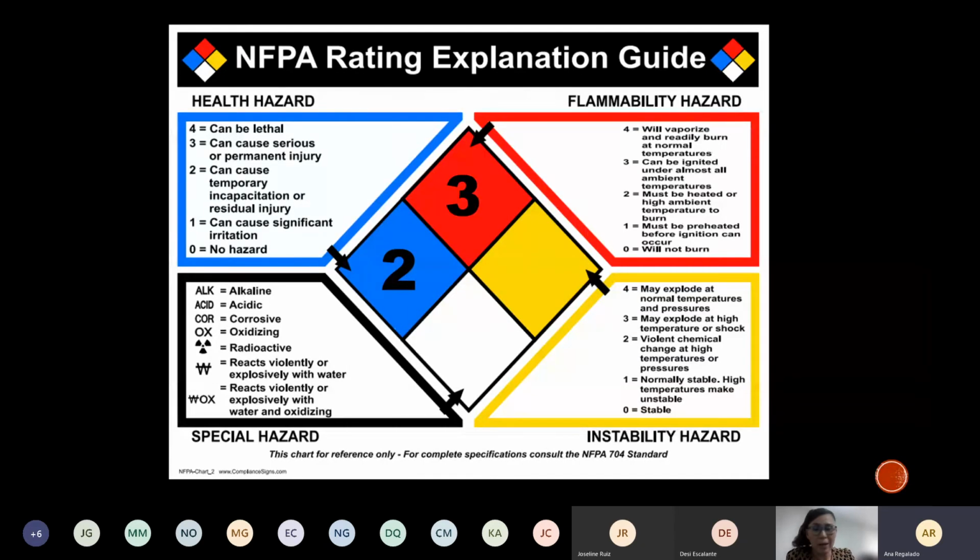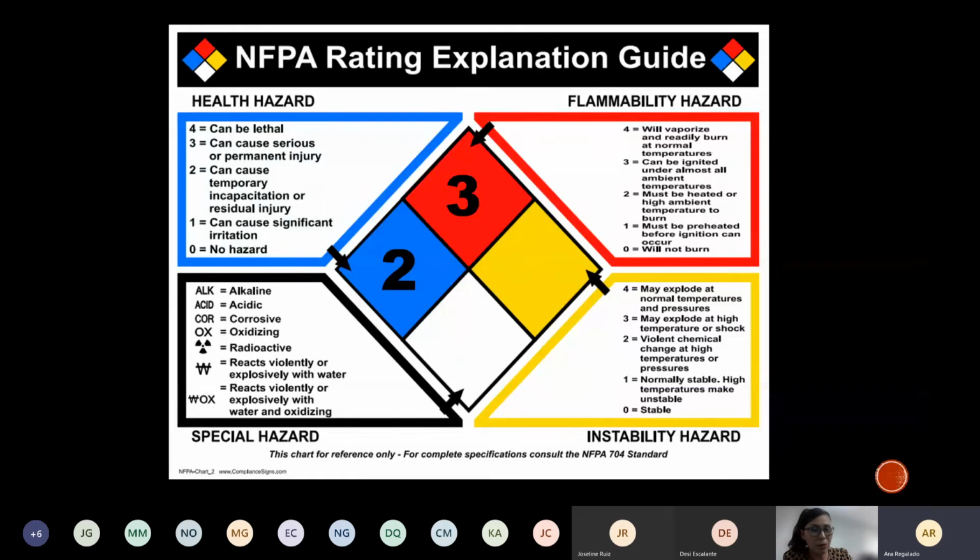So let's move on to the yellow section. This one is basically telling you how stable or unstable a chemical is. Obviously, the more unstable, the more likely it is to react violently, and that can lead to fire, explosions, and very violent reactions. So the higher the number you see in the yellow section, the more dangerous and unstable it is. And obviously, you want to handle it with care.